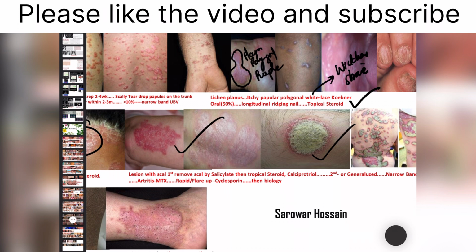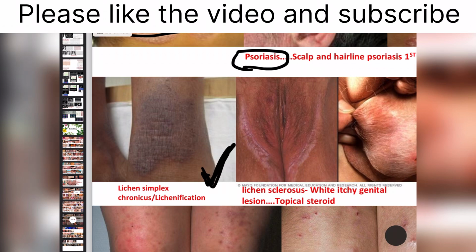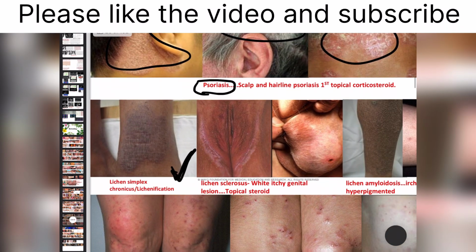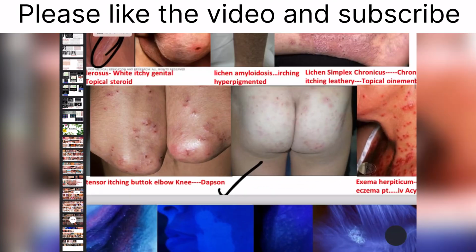Then if the joints are involved, it is called psoriatic arthritis. And what is the treatment of it? You should start with methotrexate, then after that you can go to secukinumab, ustekinumab. This is simple lichenification. This is lichen sclerosus.